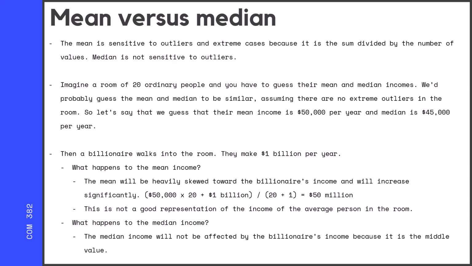But the median, on the other hand, is not going to be affected by the billionaire's income because it's still going to be the middle value. So you can see when you're talking about income in this way that looking at median is a lot more helpful than looking at mean. And you'll notice if you hear on the news that they talk about incomes in Seattle or incomes in the United States or something, they will report using the median.